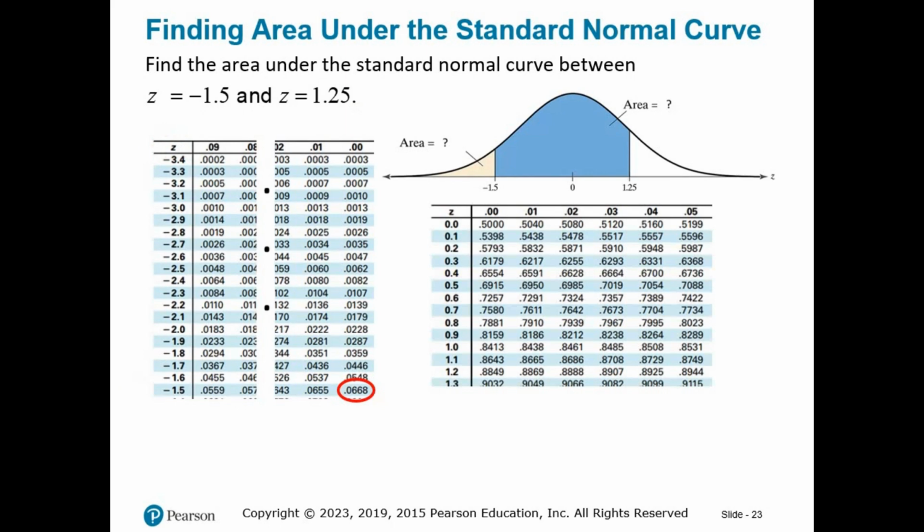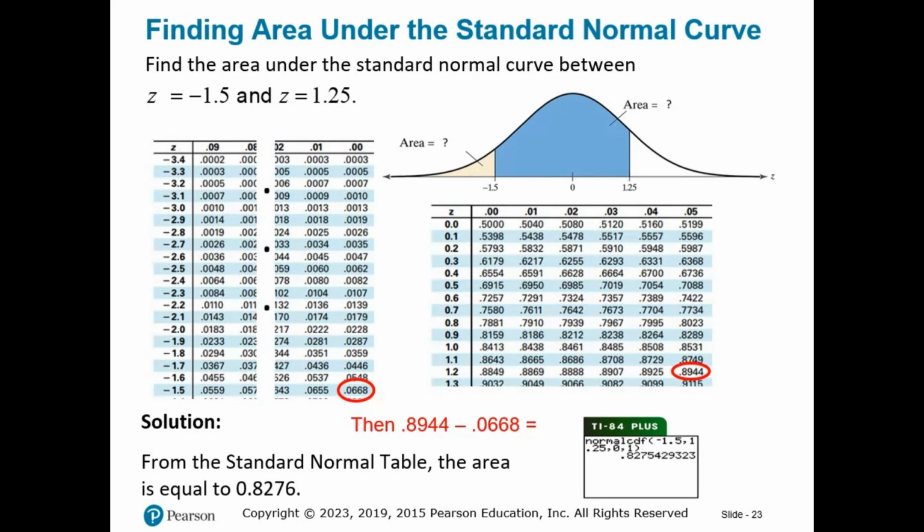Next we need to look at the other z-score. I'll give you just a minute to find that score on your own. Okay, so we look under the z for the first part of our score, 1.2. Then we find the second part, then our intersection. Now I'll give you a moment to figure out what you're supposed to do with those two numbers. If you subtracted the smaller one from the larger one, you did the right thing. And you should have gotten 0.8276 as your area.